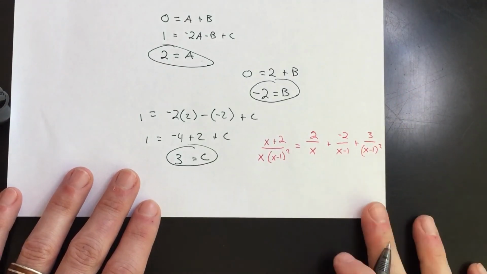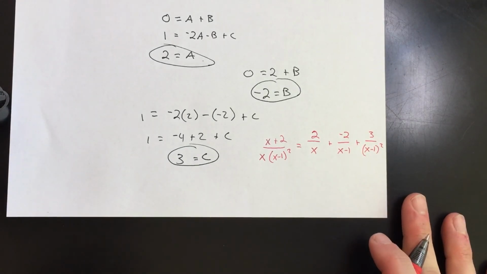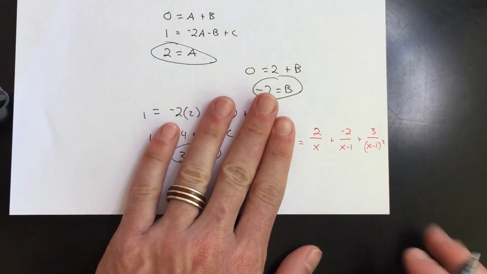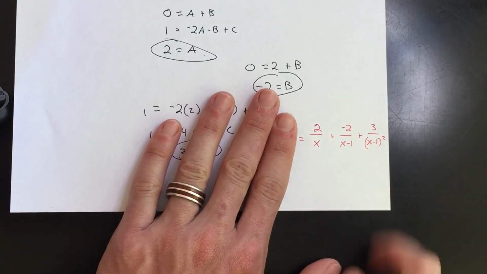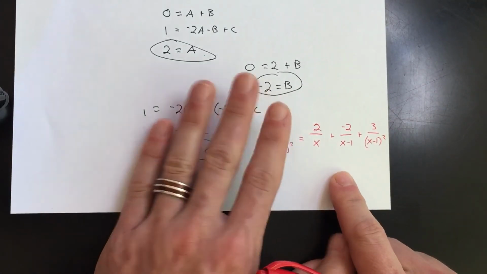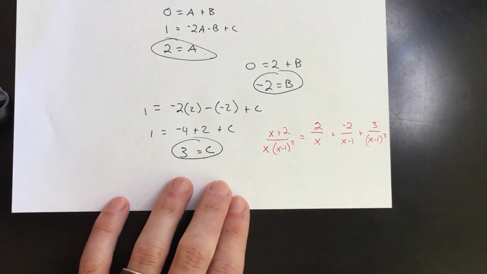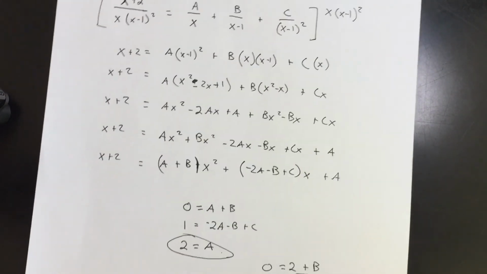And to check your work, I'm not requiring you guys to check your work, but if you want to, you would do addition with rational expressions. If I added these rational expressions together, it would equal this left-hand side. Okay? Stay tuned for part 2.